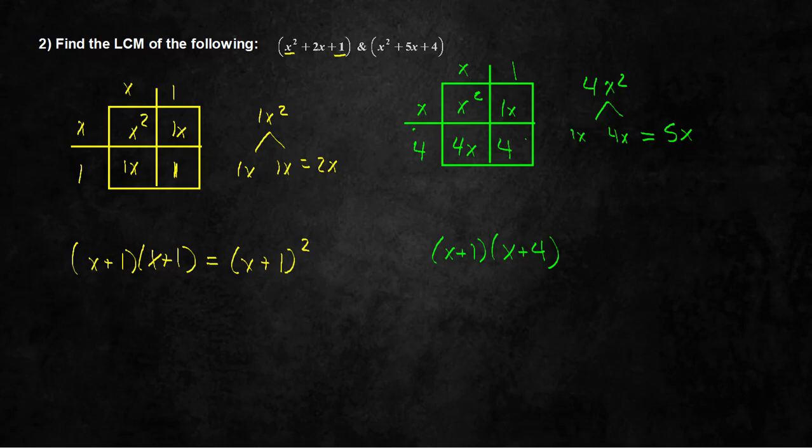So when I'm looking at my LCM, I need each of the factors represented. So I need the x plus 1 and the x plus 4. So what's in the parenthesis has to, on each side, be represented. So x plus 1, x plus 4. Now, if there's any of them that have an exponent on it, you're going to want to go with the larger exponent. So that's going to be squared.